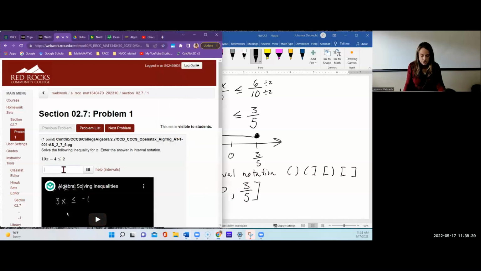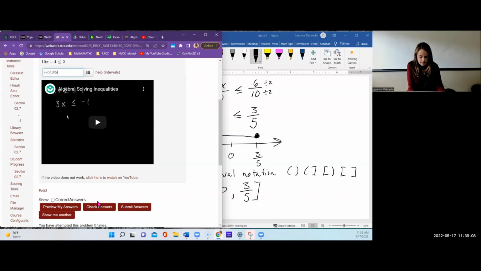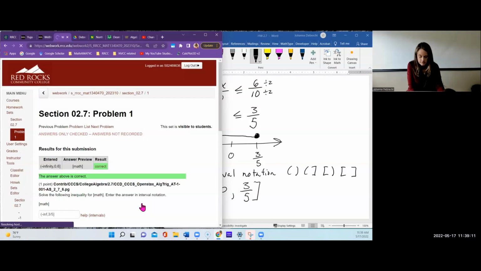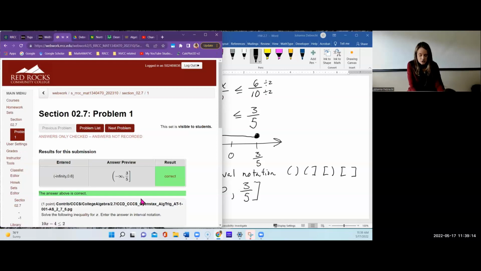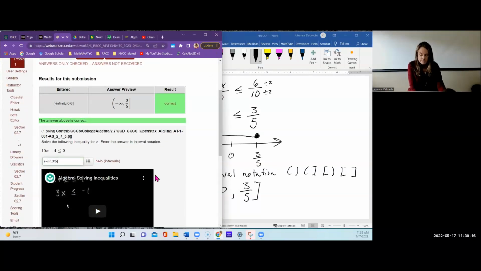Now, I'm not entirely sure how WebWork is going to interpret infinity, but I think the letters I and F will do it. Let's see. We start with a round parenthesis for all infinity and negative infinity, and we put negative INF, comma, 3 divided by 5, and then a square bracket, which is on the keyboard above and to the left of the enter symbol. Let's see if it will take this. Yes, it does. So we can use INF to interpret infinity.